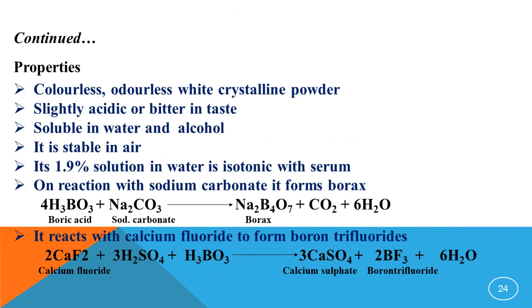Properties of boric acid. Boric acid occurs as a colorless, odorless, white crystalline powder. It is slightly acidic in nature and has a bitter taste. Boric acid is soluble in water and alcohol, and it is stable in air. Its 1.9% solution in water is isotonic with the serum. On reaction with sodium carbonate, boric acid forms borax, carbon dioxide, and water, whereas on reaction with calcium fluoride, boric acid forms boron trifluoride, calcium sulfate, and water.